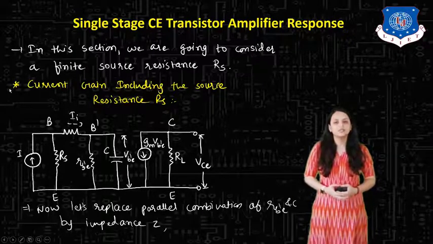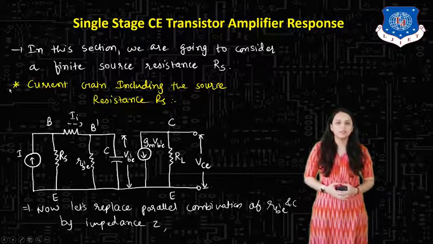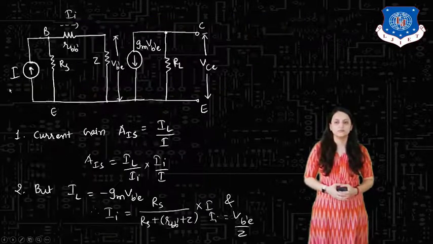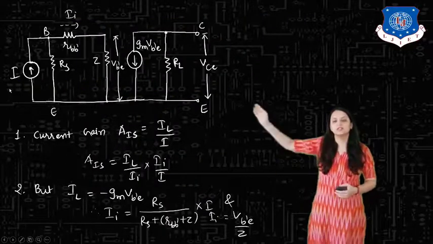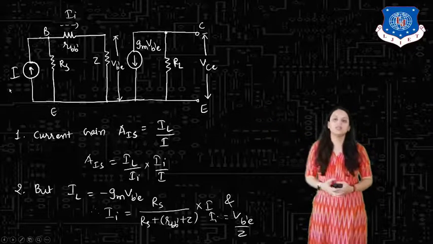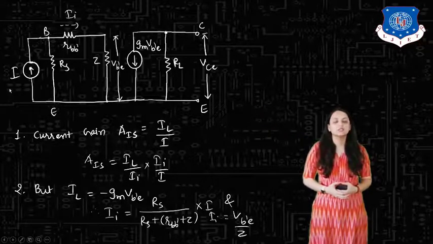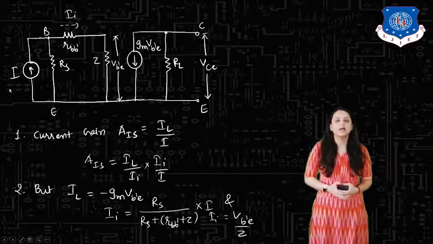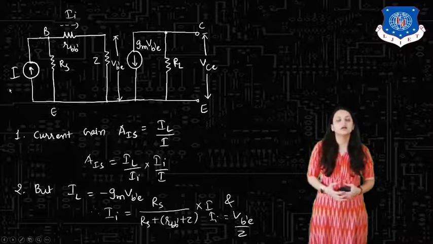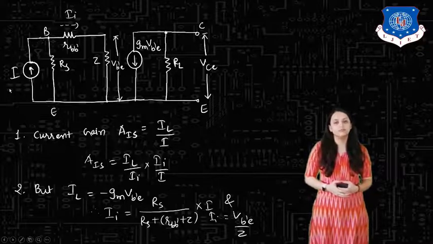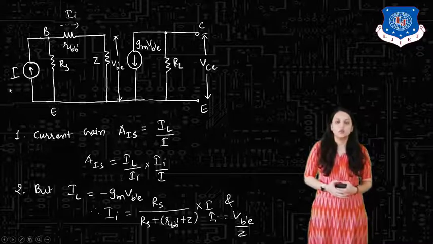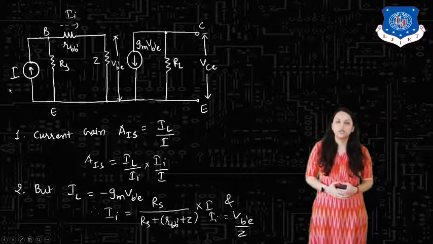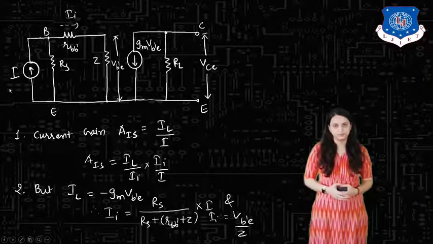Now let us replace the parallel combination of RB dash E and C by impedance Z. By replacing this, we will get this kind of circuit where I is the input current, RS is the source resistance, RBB dash is the resistance between B and B dash terminal, and Z is the impedance. Here the current dependent source is GM VB dash E, RL is the load resistance, and VCE is the output voltage, or else the voltage across CE terminal.